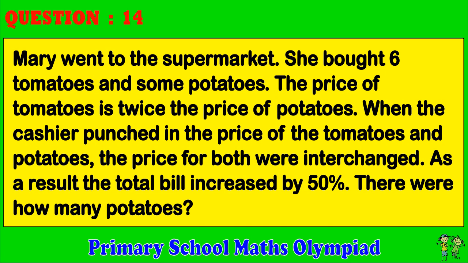Question 14. Mary went to the supermarket. She bought 6 tomatoes and some potatoes. The price of tomatoes is twice the price of potatoes. When the cashier punched in the prices, the prices of the tomatoes and potatoes were interchanged. As a result, the total bill increased by 50%. How many potatoes were there?